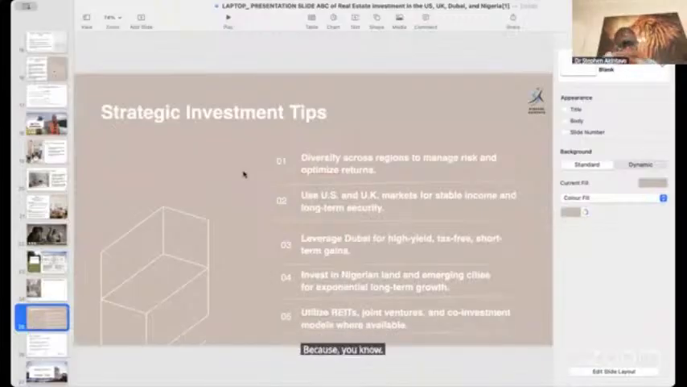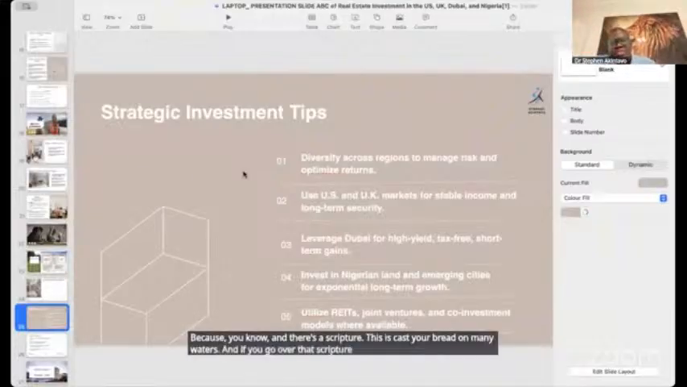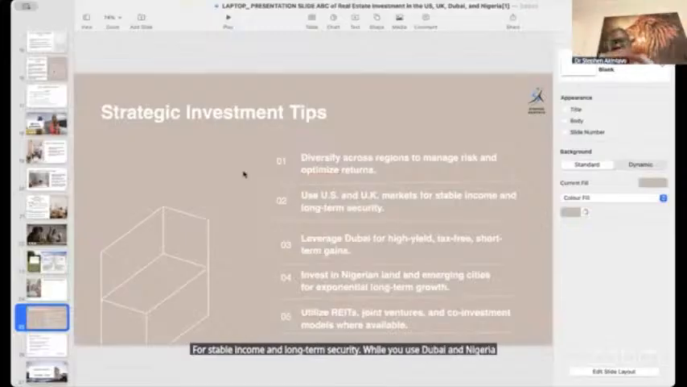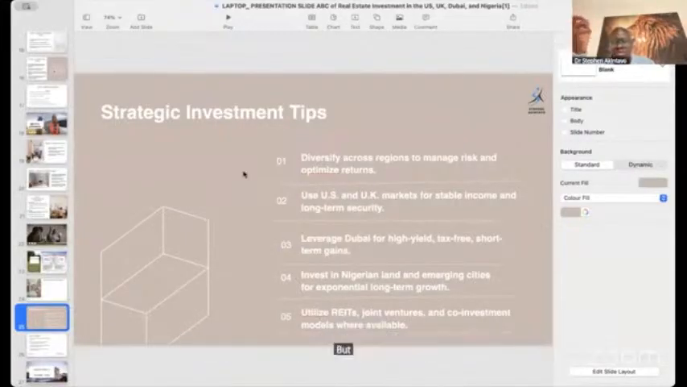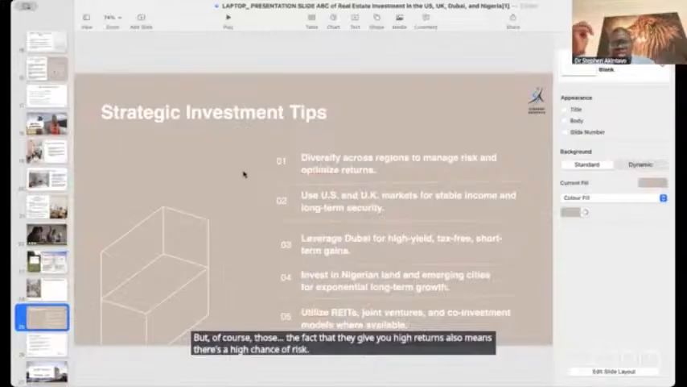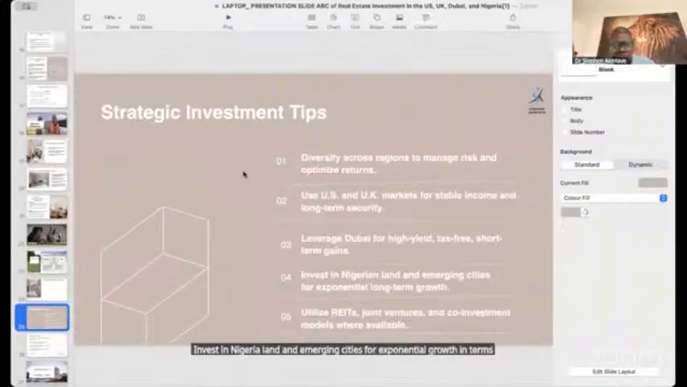Because there's a scripture that says, cast your bread on many waters. And if you go over that scripture, you realize how it emphasizes the fact that you don't know which one will work. All right, so be well diversified. This is just the wisdom here. Use US and UK markets for stable income and long-term security, while you use Dubai and Nigerian markets for high returns, right? But of course, the fact that they give you high returns also means there's a high chance of risk. Invest in Nigerian land and emerging cities for exponential growth.